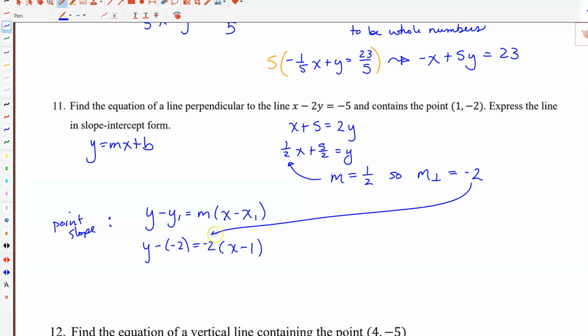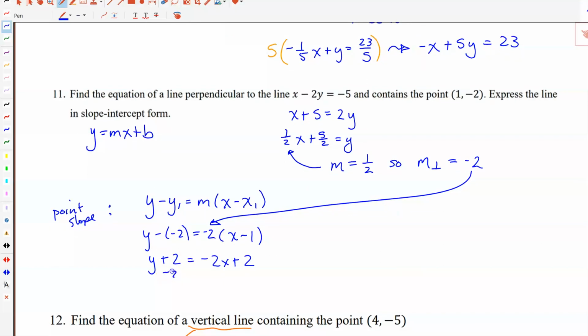Alright, so now that I have my slope in here, let's go ahead and clean this up. So I'm going to get y plus 2 is equal to -2x plus 2. And then subtracting 2 from both sides, I'll get y is equal to -2x, and this is in slope-intercept form because it's solved for the variable y.